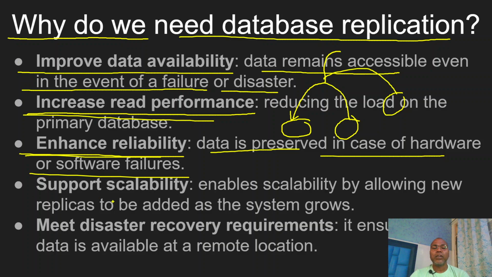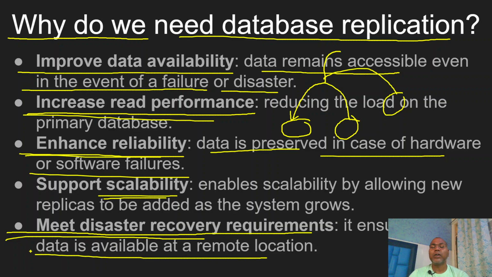And this supports scalability, because you are scaling by adding more replicas. If your system is growing and reaching different locations, you can make multiple copies at the nearest data center. In this way you can reduce latency, and your system is highly available because you are making multiple copies and storing them in different places. Already discussed, it meets the disaster recovery requirement. Whatever kind of disaster happens, our data is available at remote locations.